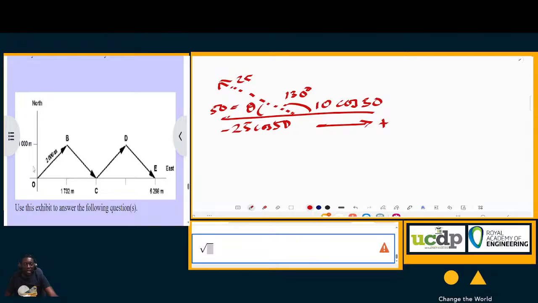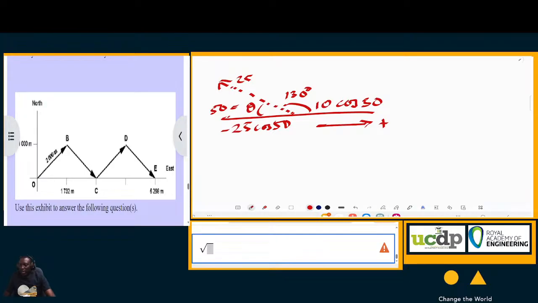So according to this diagram, let me see. Okay, is my cursor visible on the screen? If I hover on top of the diagram, do you see the cursor? No, you don't see the cursor, unfortunately.